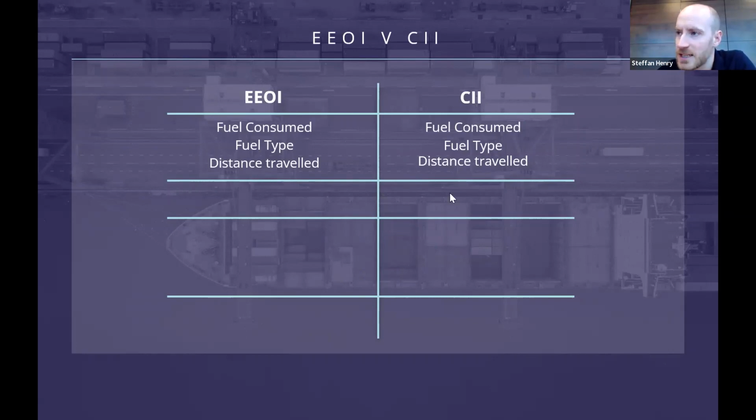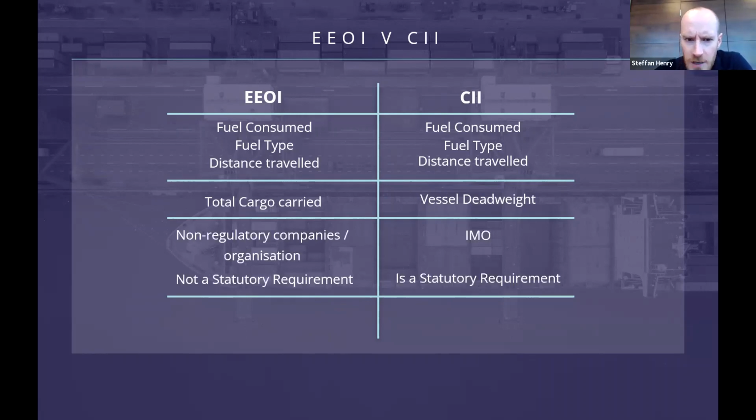But the key difference is that the EEOI uses the actual amount of cargo carried as its capacity, whereas the CII uses the vessel's deadweight. So while the EEOI is more accurate in terms of the carbon produced, the CII is easier to calculate. The EEOI is in use as a measure of efficiency with non-regulatory organizations and bodies, and it's not a statutory requirement, whereas the CII is a statutory requirement enforced by the IMO, through the flag states and the recognized organizations.